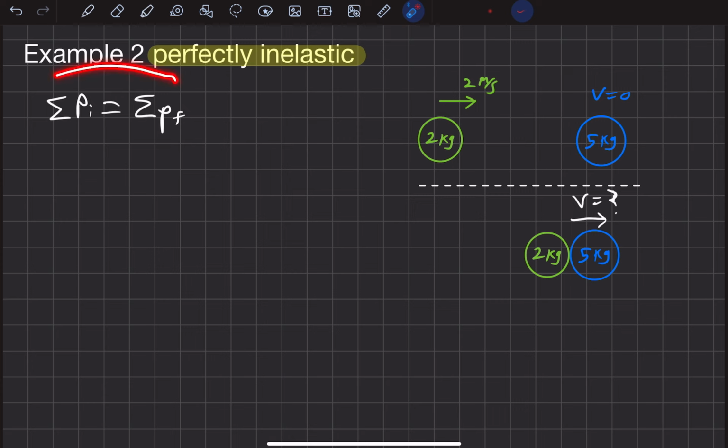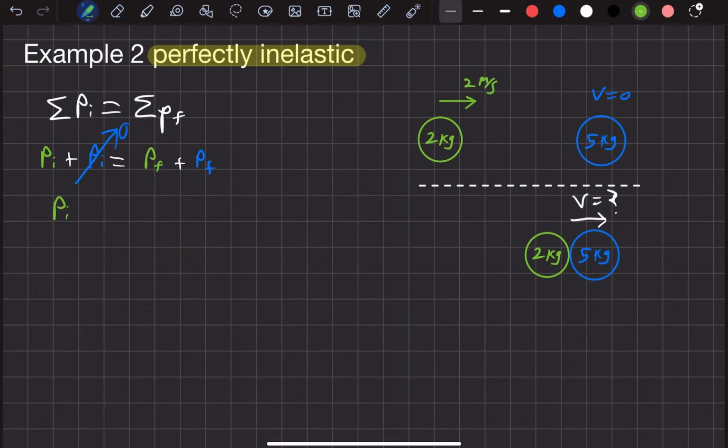To approach this problem, we're going to start the exact same way we start all problems, using conservation of momentum. We're going to start by writing this expression: the sum of momentum before equals the sum of momentum at a later point in time. Breaking that sigma up, we're going to have the initial momentum of the green object plus the initial momentum of the blue object, and that's going to equal the final momentum of the green object plus the final momentum of the blue object. Right away, we can recognize that the initial momentum of the blue object is just going to be 0. So again, let's simplify this down. We get the initial momentum of the green object is going to equal the sum of momentum.